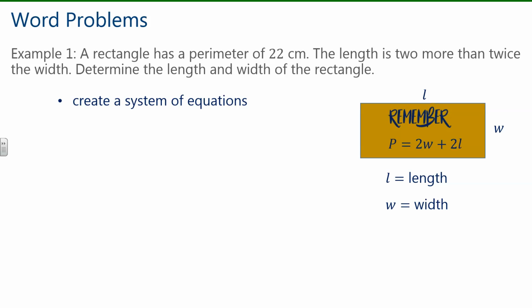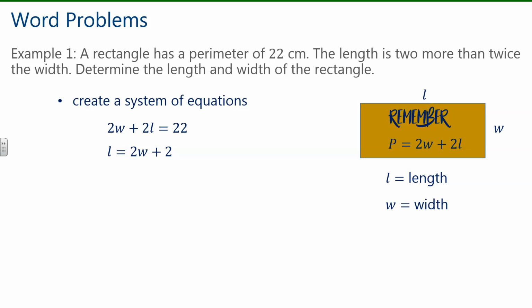And that is P equals twice the width plus twice the length. So that could be our first equation in the system: 2W plus 2L equals 22. Now for the second equation, we're told that the length is 2 more than twice the width. So if we double the width and then add 2, that would be the length, giving us this equation here.